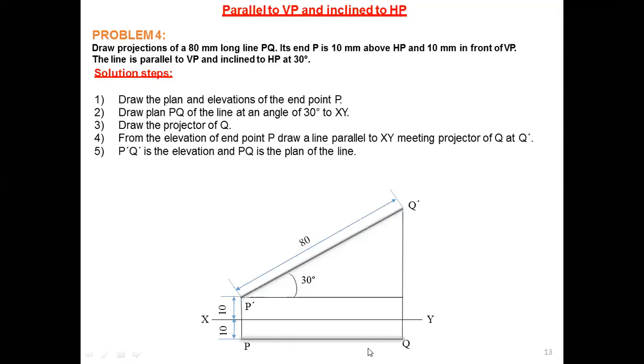And apparent length. See, this PQ will be less than 80. Agree? Yes, sir. Okay, it is here. Now what I'm doing, I'm doing projection downwards, which means the length will get foreshortened. That's why it is called apparent length, not true length.